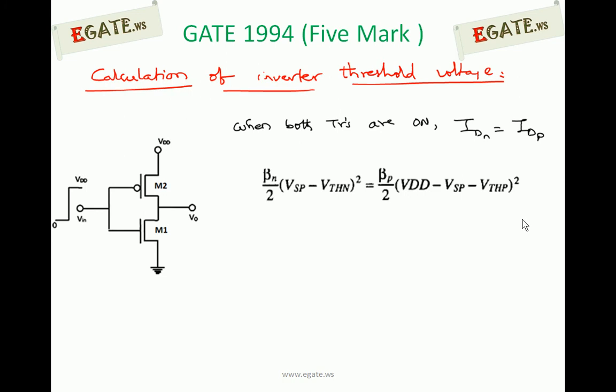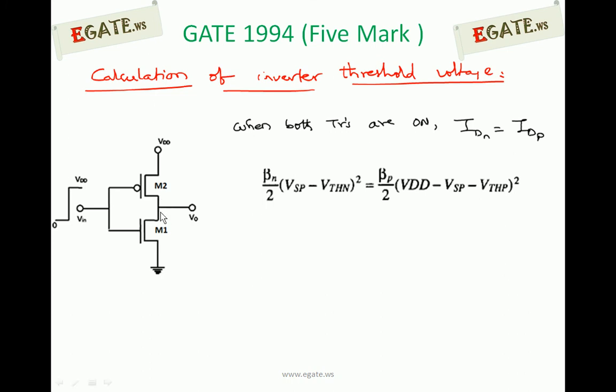If you use that equation, VG is nothing but V input, and V input is nothing but VSP, because we are calculating the inversion threshold voltage. Here VSP is the VGS for the M1 transistor, the NMOS transistor, where VGS is VG minus VS. VG is at V in, VS is at ground. So VGS is nothing but V in, and it becomes V input is equal to V inversion, because we are calculating the inverter threshold point. Next, for PMOS we can write: beta P by 2 into (VSG minus VT) whole squared.